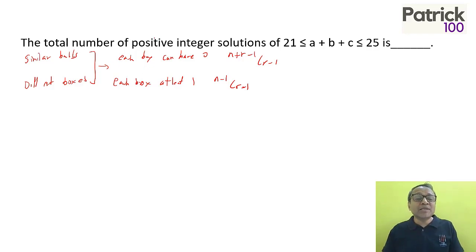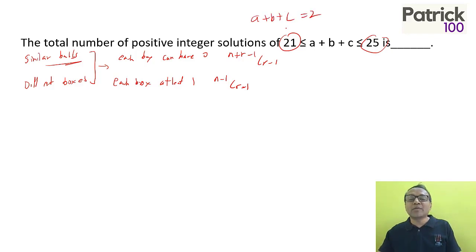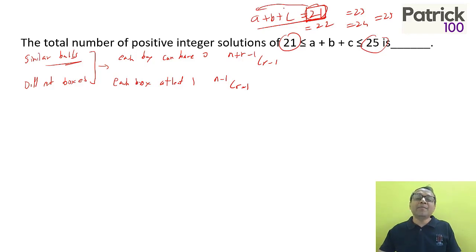In this case, the numbers are the similar balls. Let's say here 21. I can have this as 21, 22, 23, 24, 25. So technically, you can have A plus B plus C as 21, or 22, or 23, or 24, or 25. Suppose I take 21 first. That means I have to distribute 21 same numbers to A, B, and C, different boxes, but they should be positive integers. There should be at least 1.